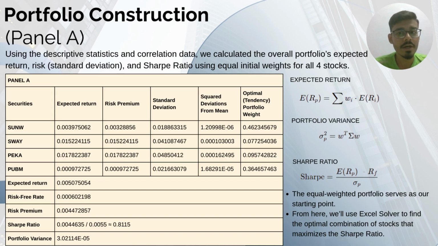Next is the portfolio variance. For the portfolio variance, the covariance matrix of asset returns is multiplied with the transpose of the weight vector, and that gives us our portfolio variance. And lastly, for the Sharpe ratio, the expected return of the portfolio minus the risk-free rate of return is divided by the standard deviation, which is the risk of the portfolio. That is the formula to calculate the Sharpe ratio. By using these 3 formulas, we get the values, and we have already put them in our panel A.